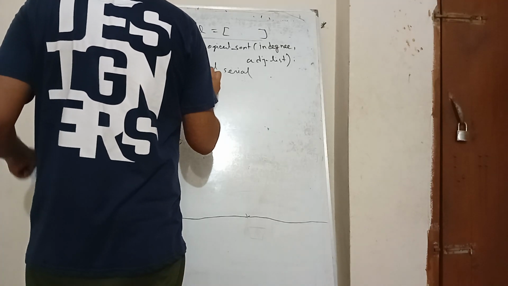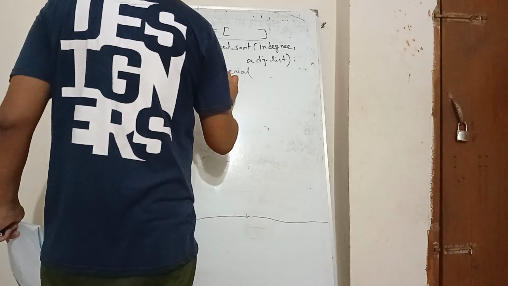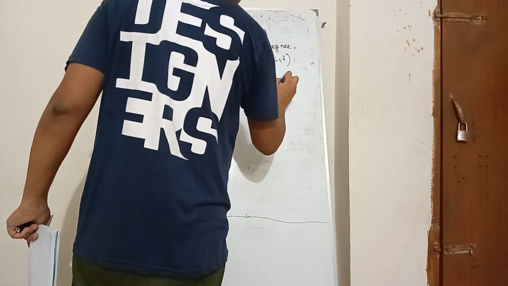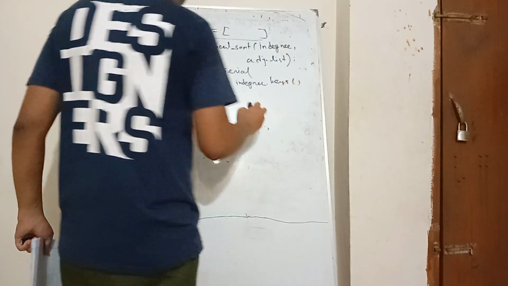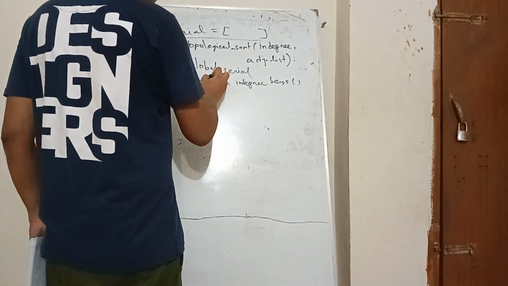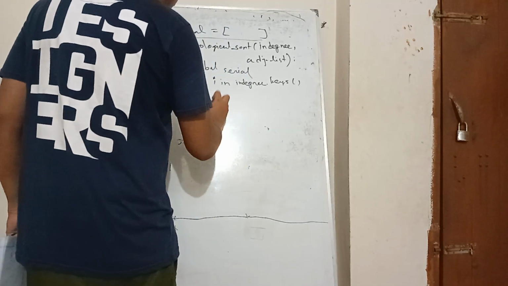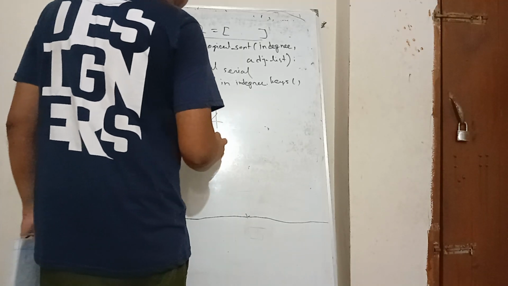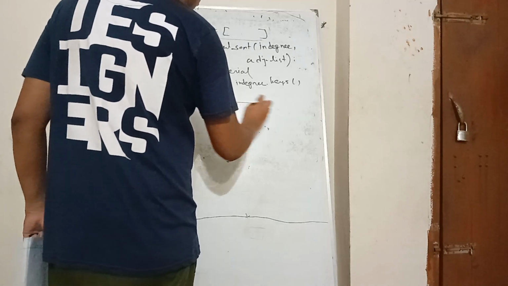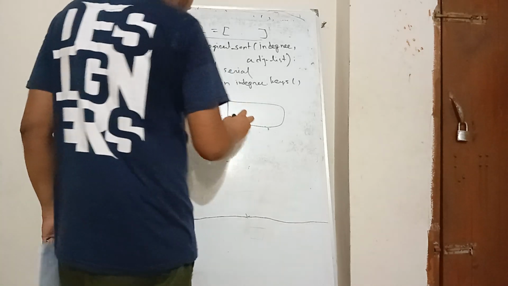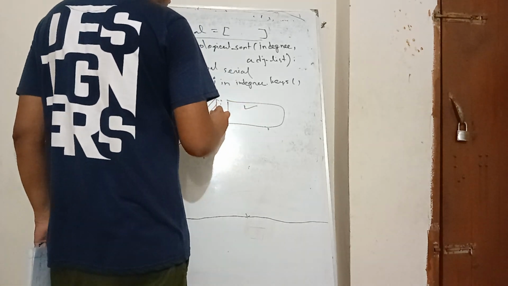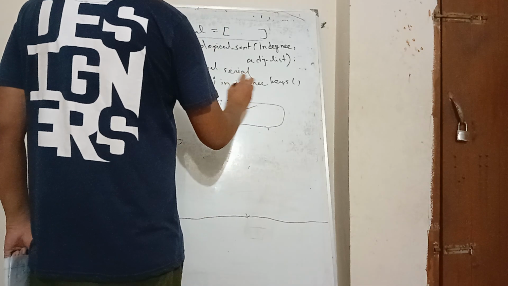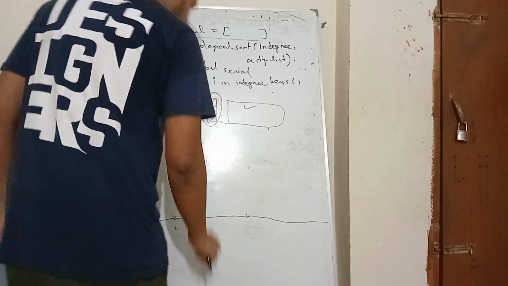For i in in degree dot keys. That means the edges and their in degrees. This is the in degree value and this is the edge. Okay. So in degree dot keys means the edges.